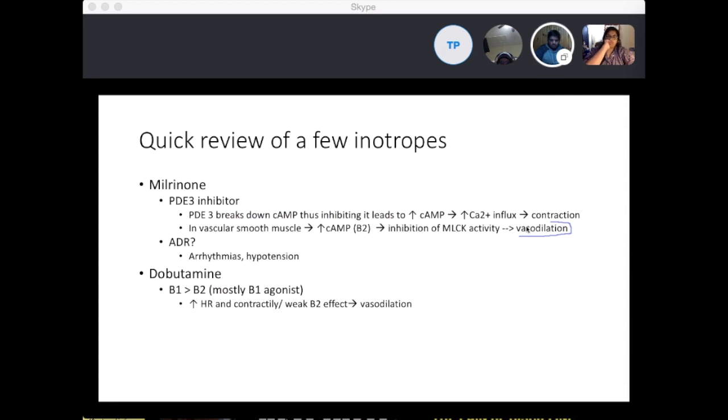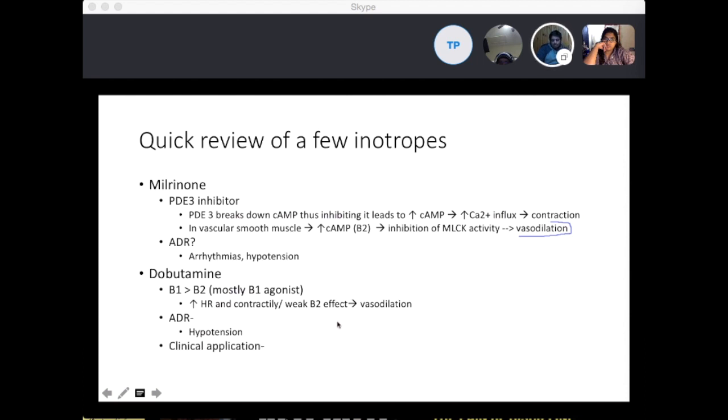So again, beta 1 increases your heart rate and contractility and has a weak beta 2 effect, which is going to cause vasodilation. And I think in First Aid, it also has some alpha effect, but it's nothing too great. What are the ADRs for this one? Not sure if it's listed anywhere, but again, you can think of hypotension as the one that I always figure because of vasodilation.